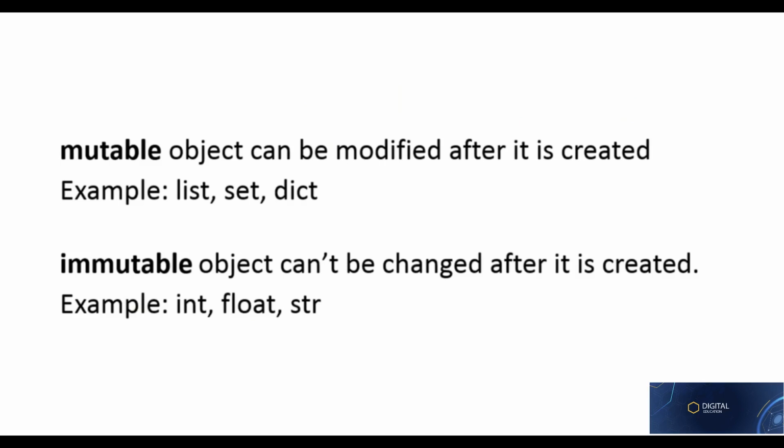So mutable objects can be modified after they are created. For example, list, set, dictionary. All these are mutable objects. Whereas immutable objects cannot be modified once they are created. So after creating the object, for example int, float, string, you create a string, you cannot modify it. You cannot assign a new value to that particular location. We'll see with the example.